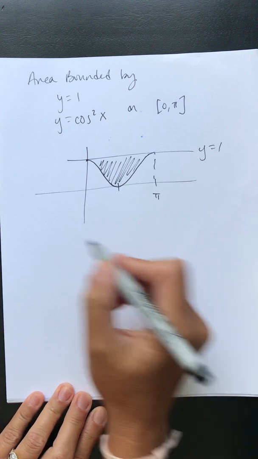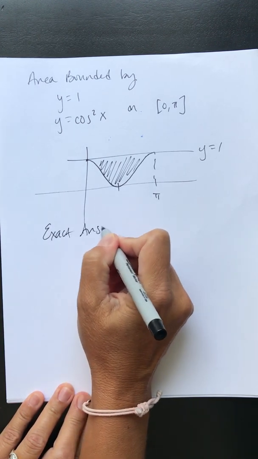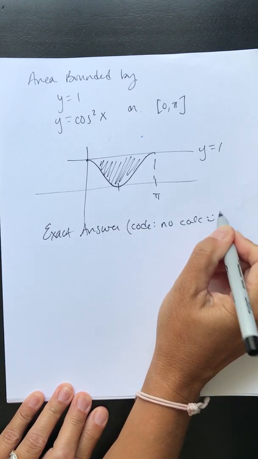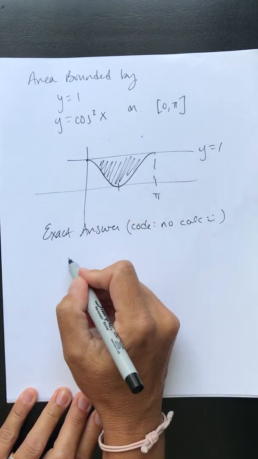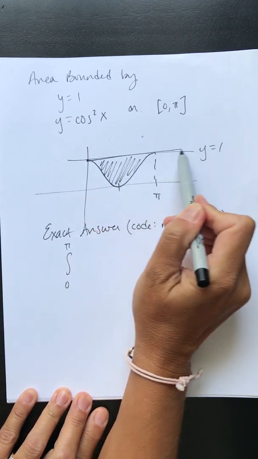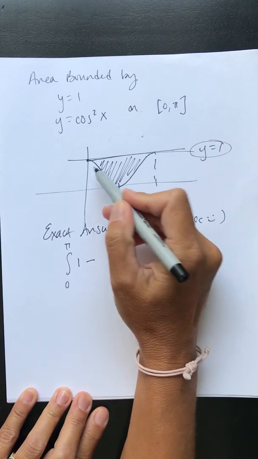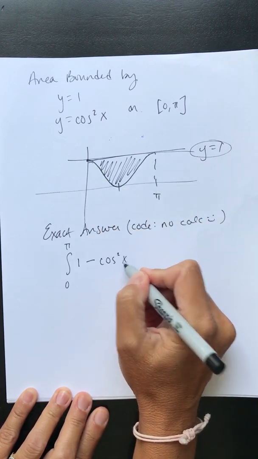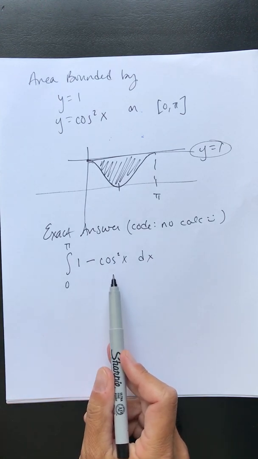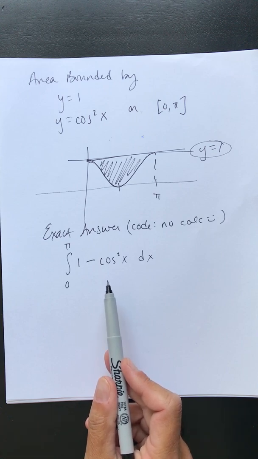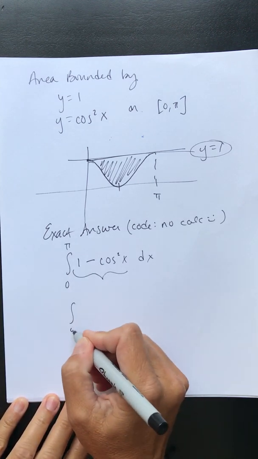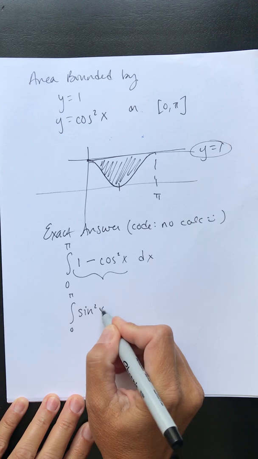And if I want to get an exact answer, which is code for no calculator, then I'm going to have to do the integral from my x values go from 0 to pi. What function is on top? What function is on bottom? dx. Now I can quickly see that my rules of integration so far are not going to work with this, but I happen to know that sine squared plus cosine squared is 1. So 1 minus cosine squared x simplifies to sine squared of x.